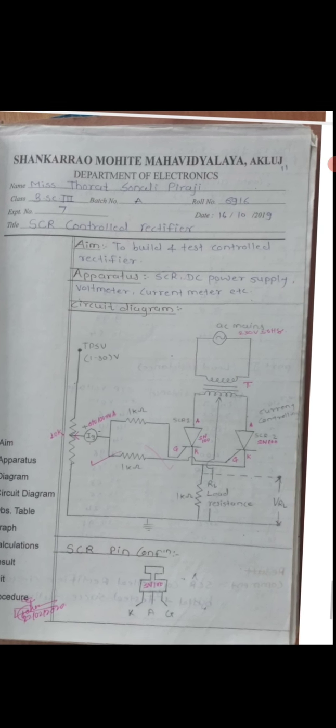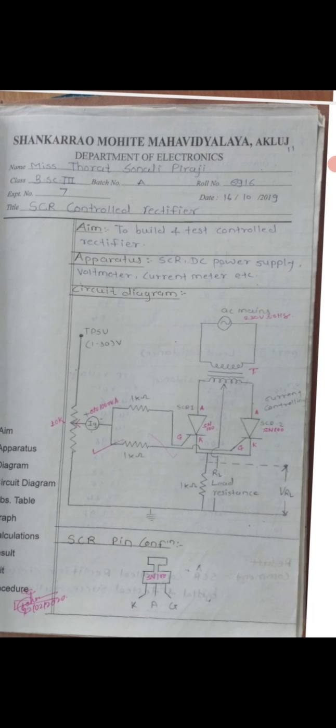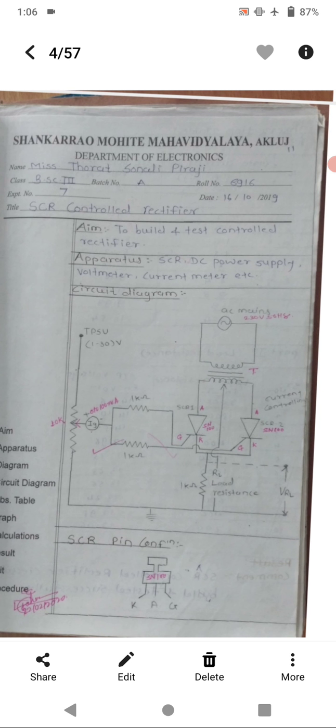Now see our experiment. Firstly, the aim of the experiment is to build and test a controlled rectifier. The apparatus used in our experiment: two SCRs, SCR1 and SCR2, with the number SN100. Then a DC power supply, direct current power supply, then a voltmeter and a current meter, to observe the voltage in the voltmeter and the current in the current meter.